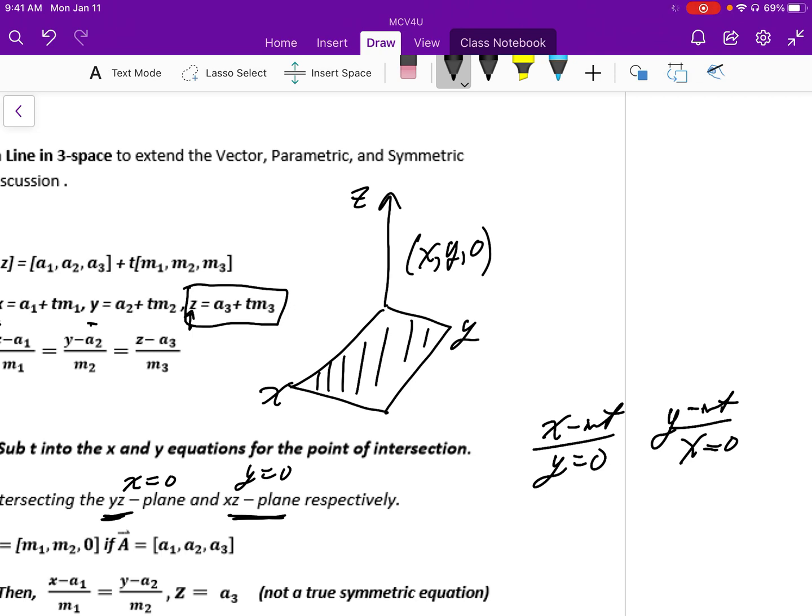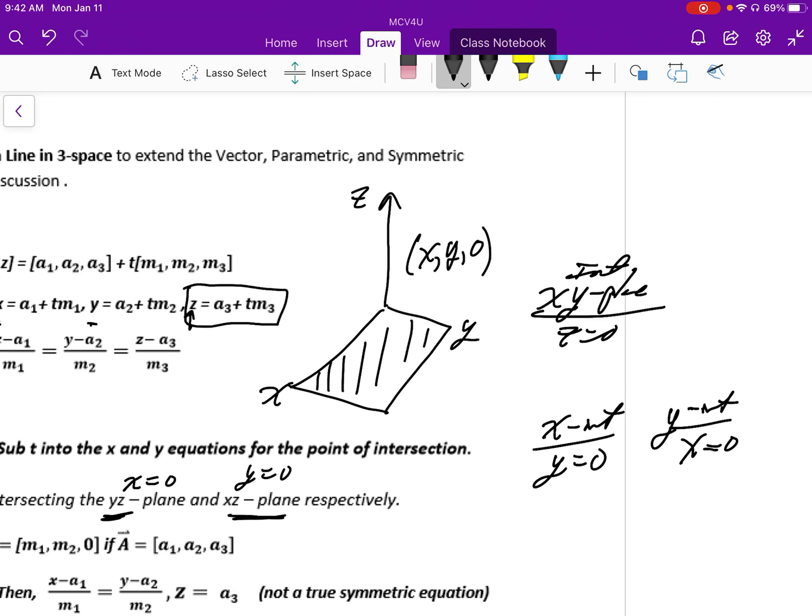Well, instead of just intersecting the axes, we're intersecting a plane. So basically, you could say that for the intersection point between the line and the xy plane, we know that z is equal to 0. And you can do the same thing for the other two planes.